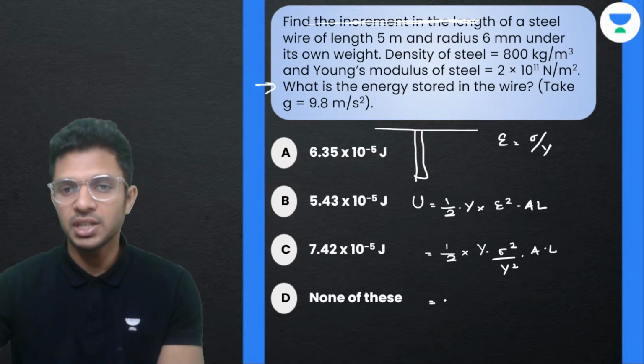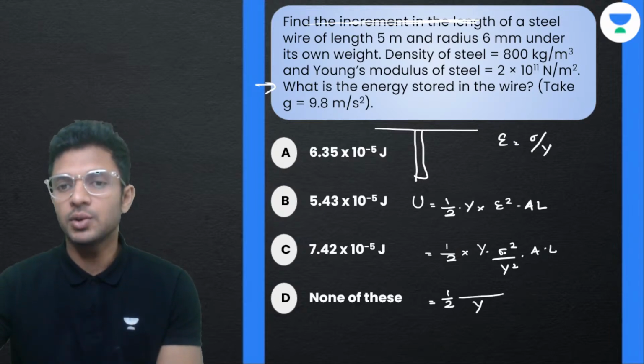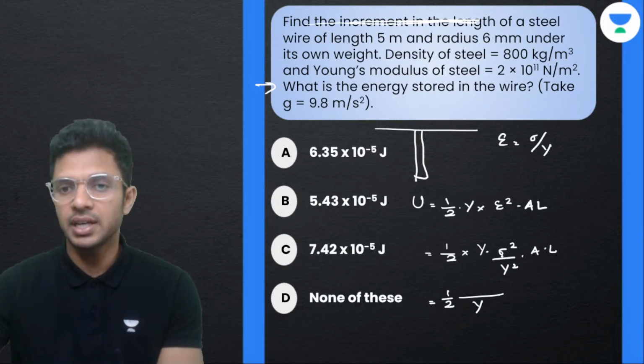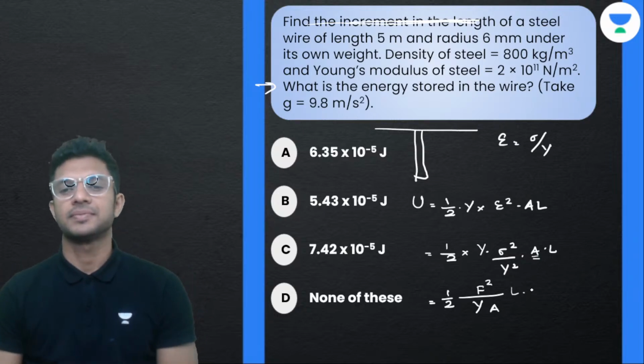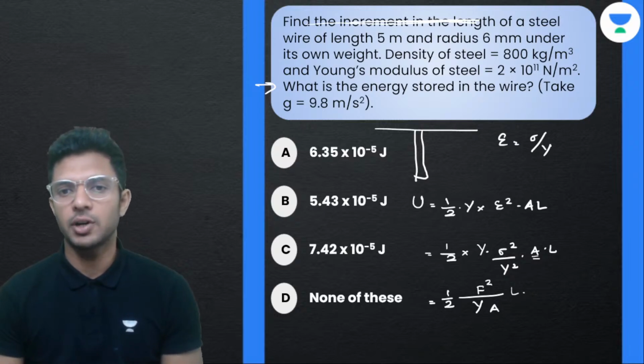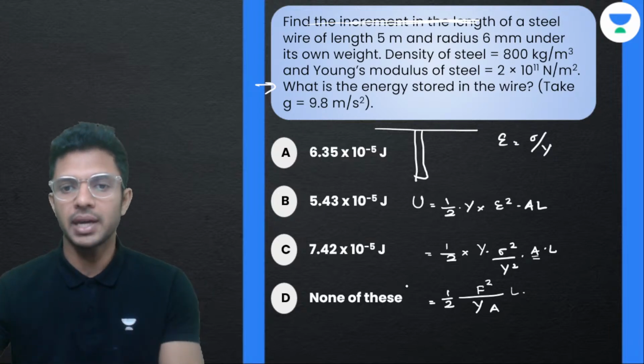Okay, फिर भी change कर ले. Half, one Young's modulus will cancel off. Stress is equal to force by area. ठीक है? So that will be square, meaning force square by area square. One area is already here, so one will get cancelled into length. So this will be the final formula for finding out the energy. Half F square by Young's modulus into A on the top L.